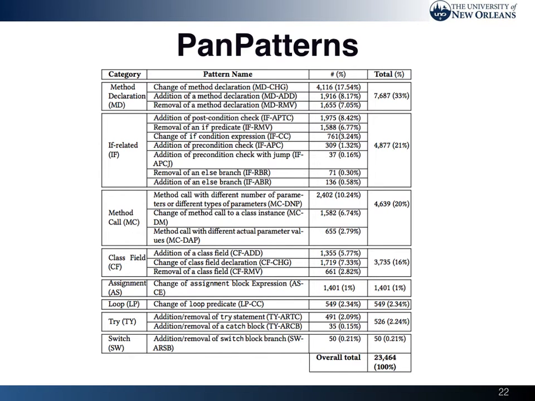In this table, we present the Pan patterns identified in our dataset. We are able to detect 21 types of Pan patterns distributed in 7 categories as presented in the table. The method declaration category contains the highest number of bug fixing changes, followed by the if, method call, and class field categories. Noticeably, the first 4 categories consist of almost 90% of all bug fixing changes. The switch category experiences the lowest number of bug fixing changes, preceded by the assignment, loop, and try categories.